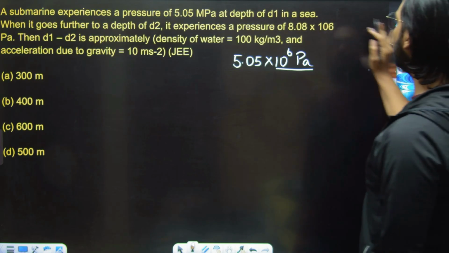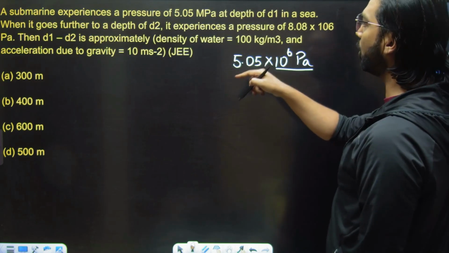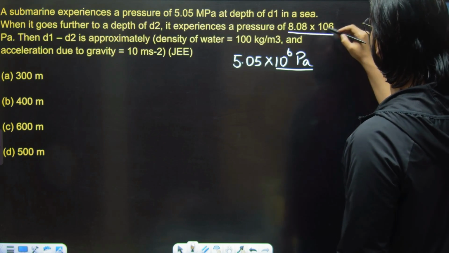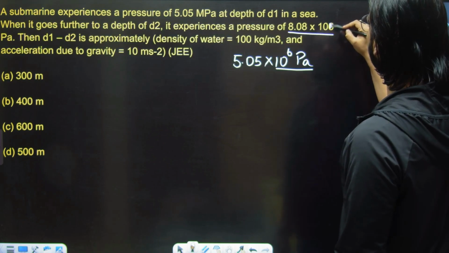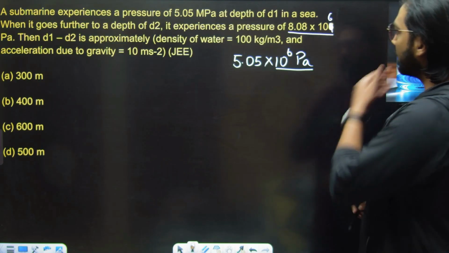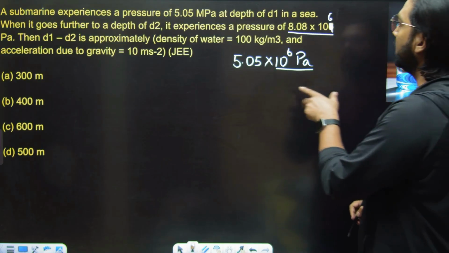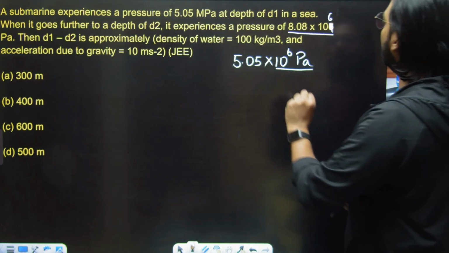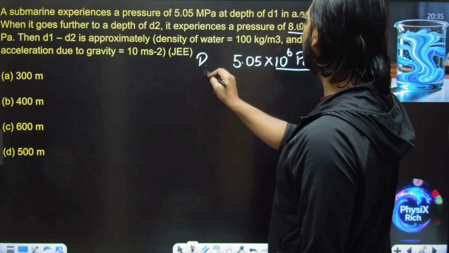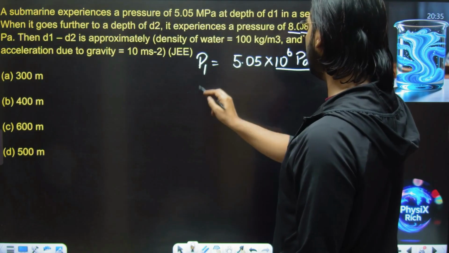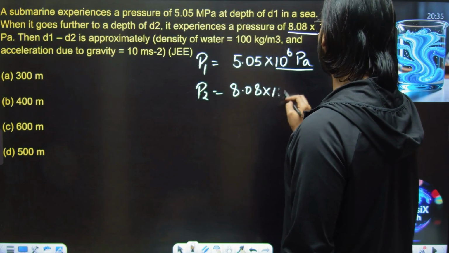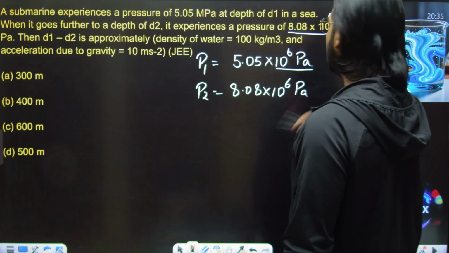Similarly, it is given to you that there is another point which is experiencing 8.08 into 10 to the power 6. Now you see guys, this is a small error, and this should have been written like this, 10 to the power 6. Okay, so this is 8.08 megapascal. So let's call this point P1. P1 has this pressure, and P2 has 8.08 times 10 to the power 6 Pascal pressure.